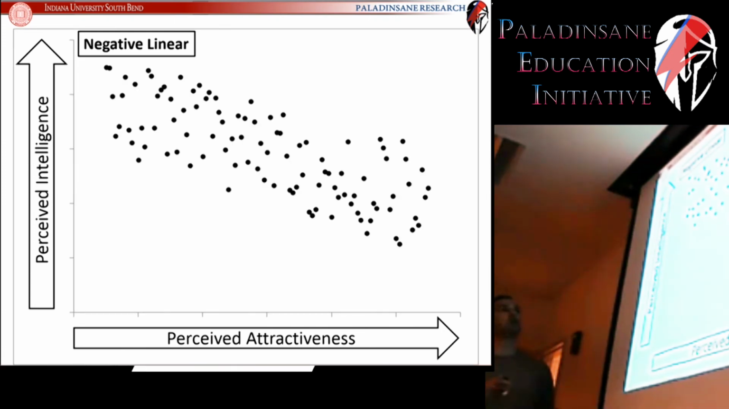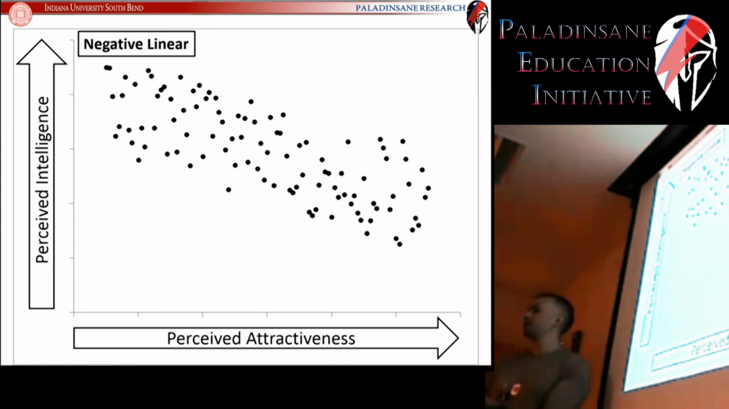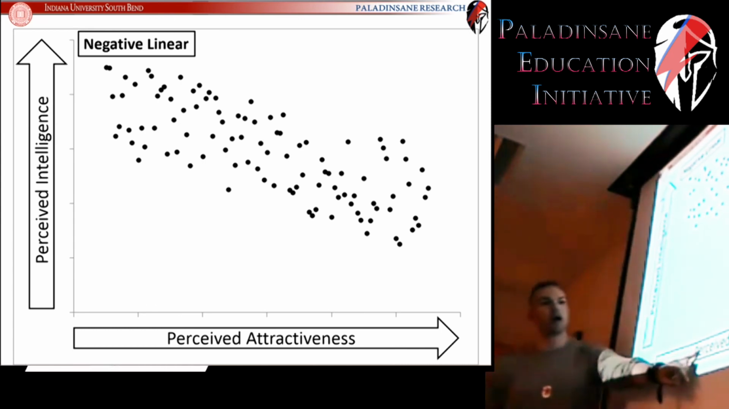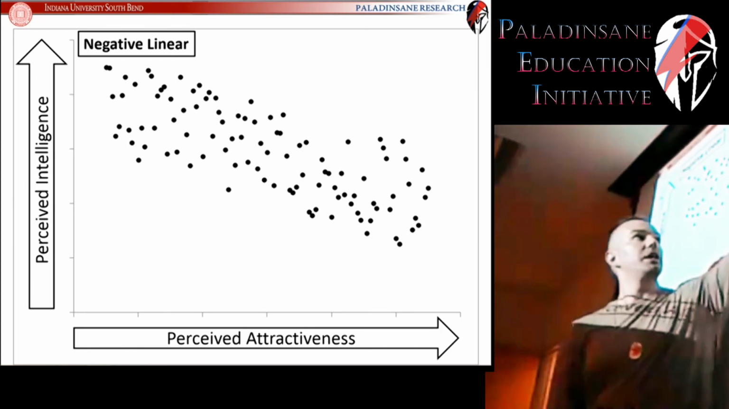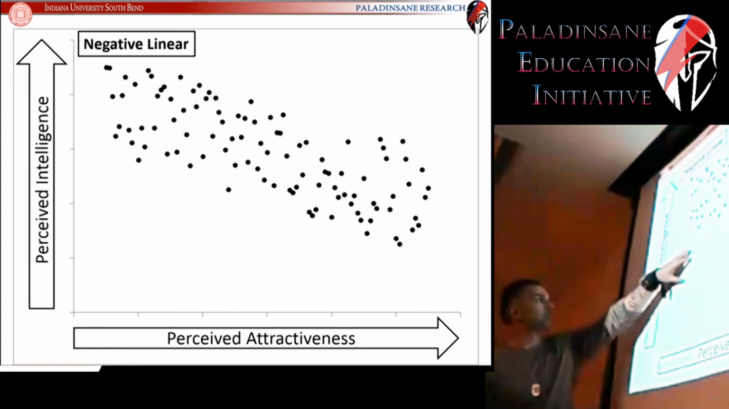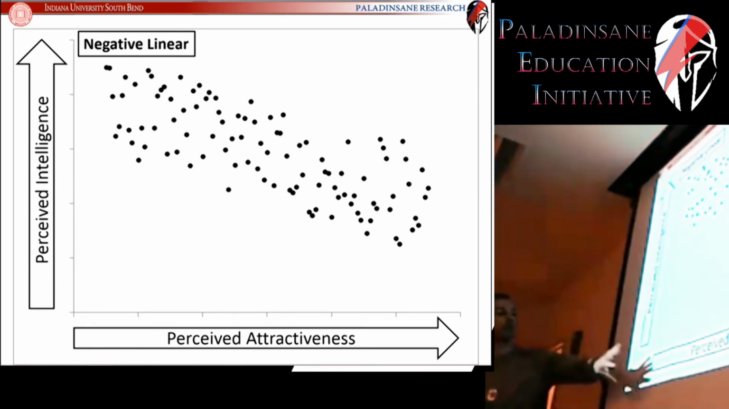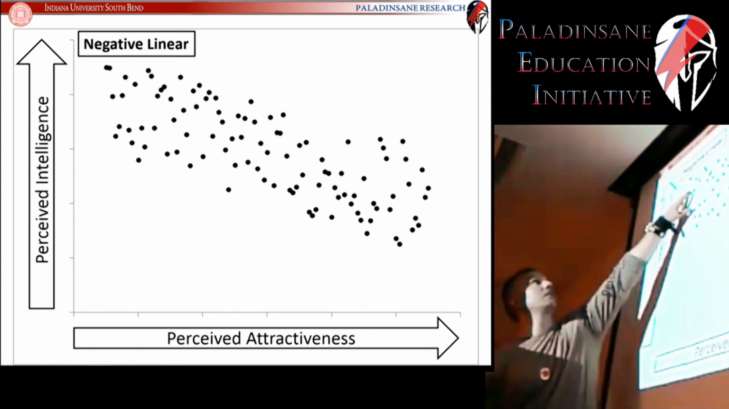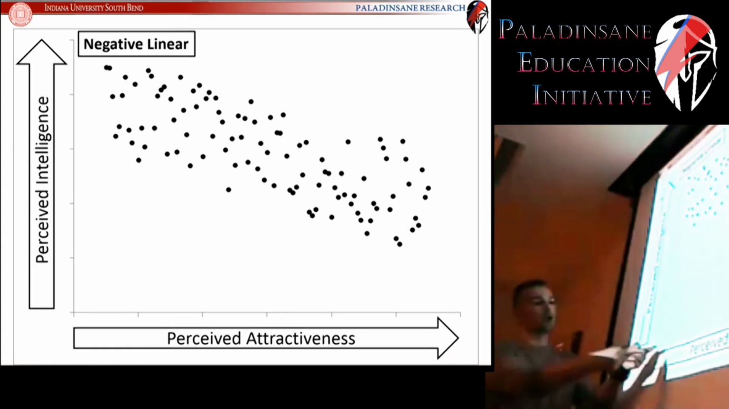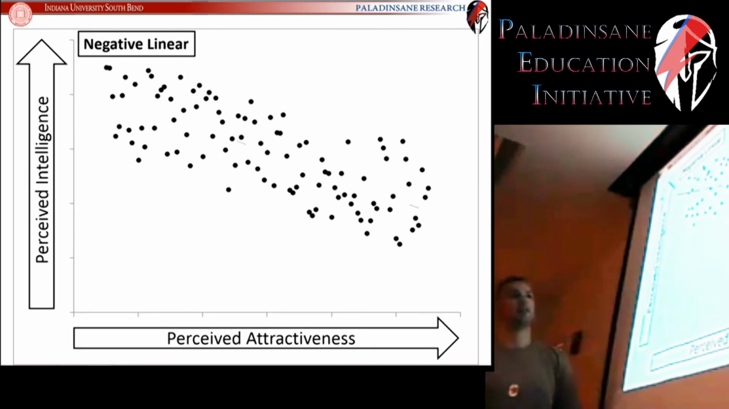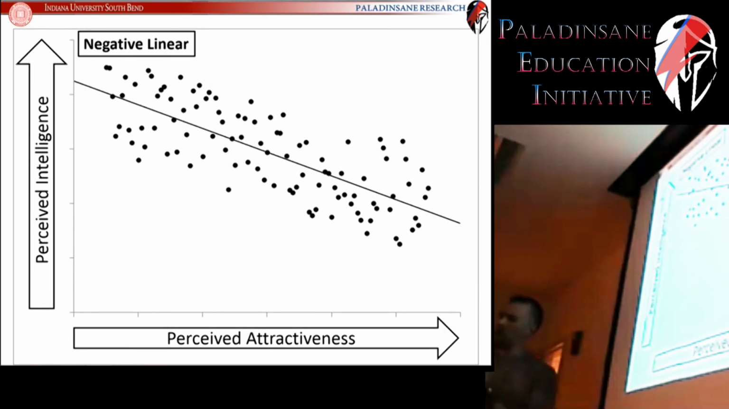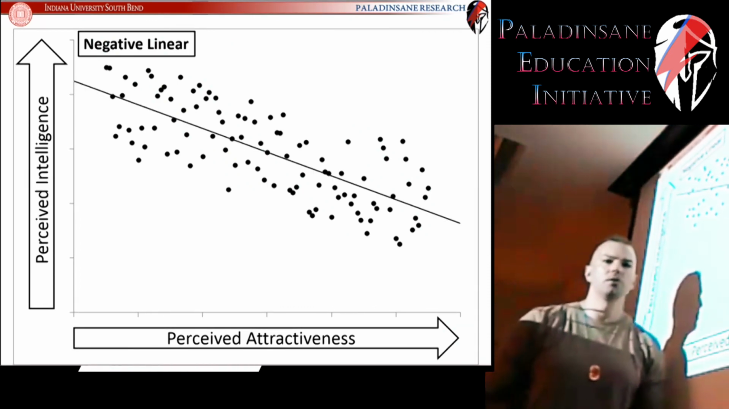So this would be the case if that cliche about the romantic comedies was correct. If you have highly perceived attractiveness, this would indicate that people in general perceive you as lower in intelligence. And if you're unattractive, people in general perceive you as higher. So low attraction, high intelligence. High attraction, low intelligence. That's a negative relation. When one's going one way, the other variable goes the other way.